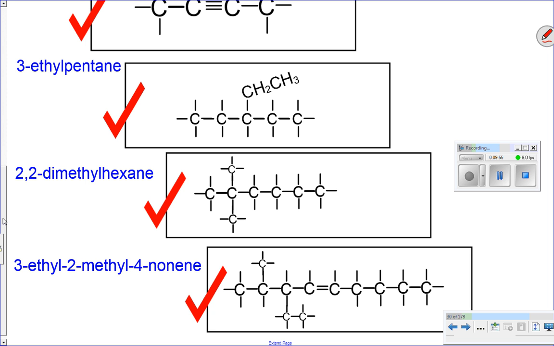3-ethylpentane, 1, 2, 3. That's my third carbon. If you number in the other direction, that will still be your third carbon. Remember what an ethyl group actually looks like. If you imagine this is your carbon chain, it's two carbons coming off, one of them holding two hydrogens and the other one holding three.